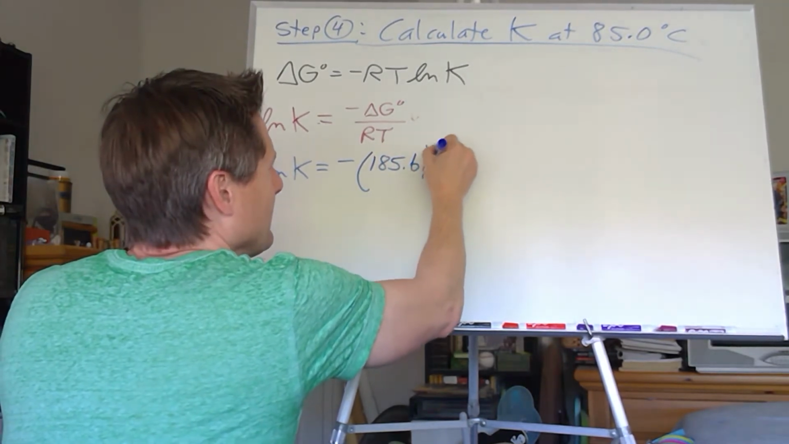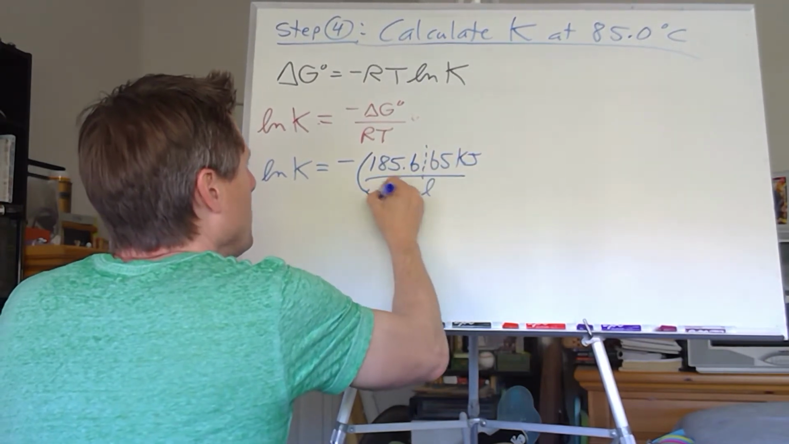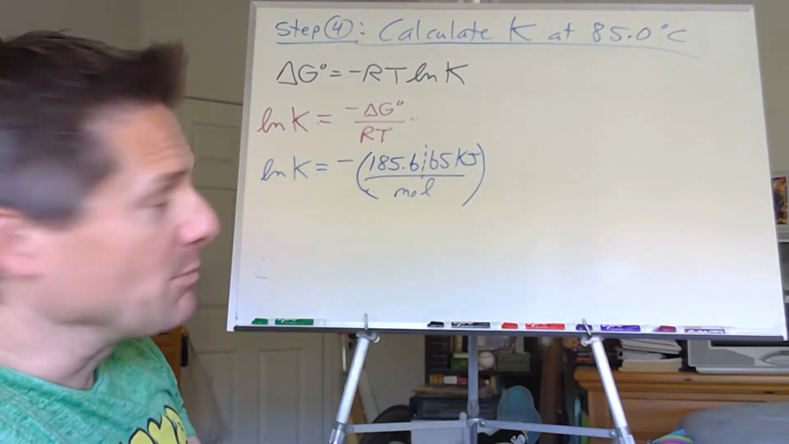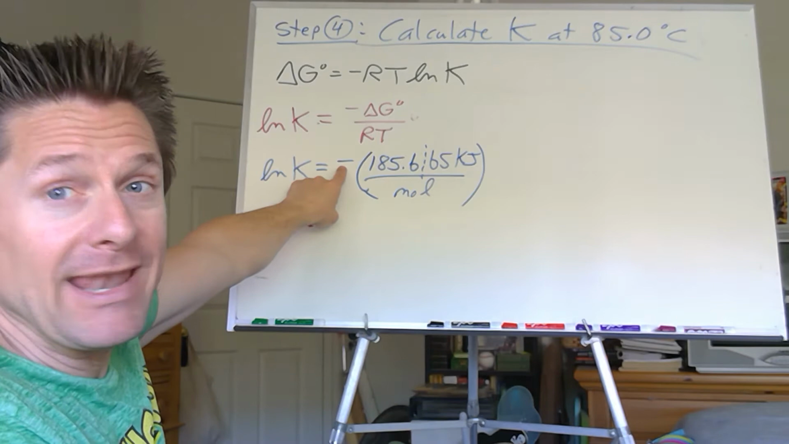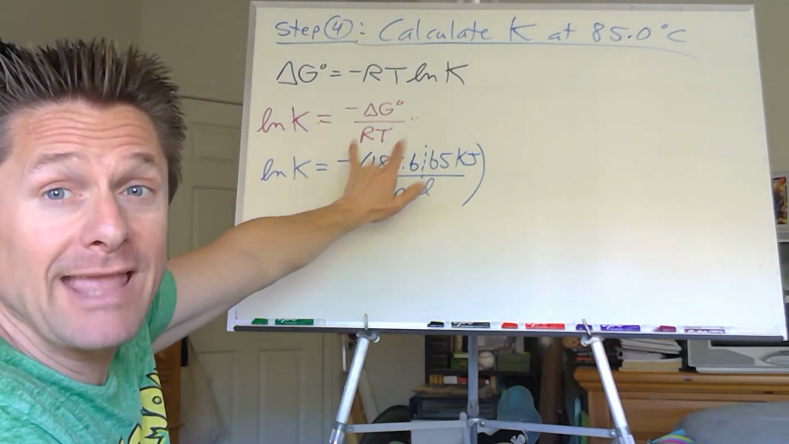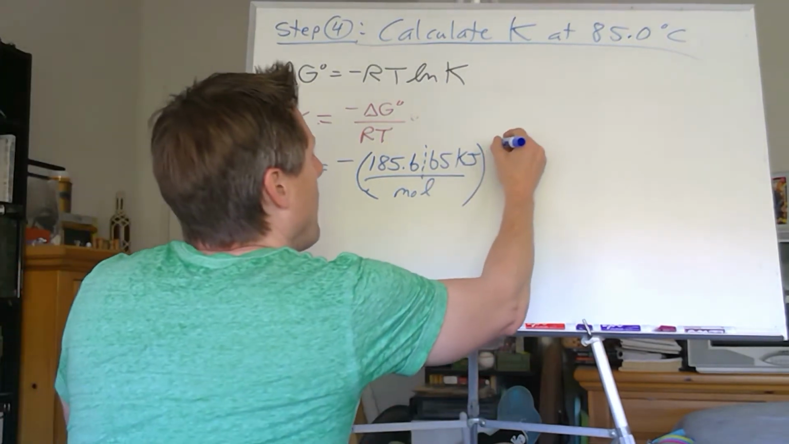185.665 kilojoules per mole? It was good to that one decimal place, right? And a lot of people forget that negative sign. You're toast, right? Got to bring that negative sign down. Now, if delta G was negative, those would cancel out and make it positive. Huge difference! Let's divide by R.